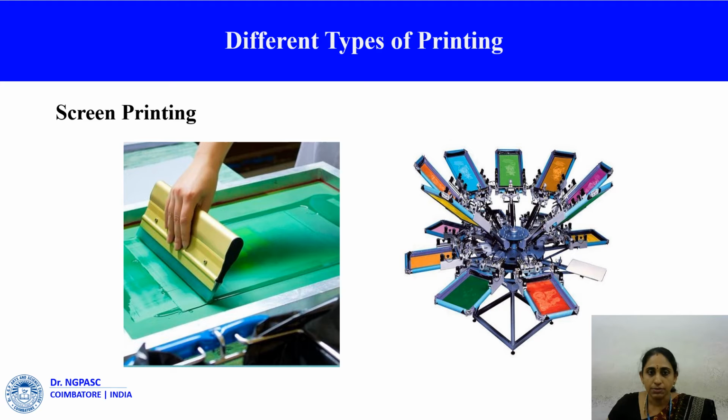These are the two types of screen printing. One is done manually and the second is a big machine with various screens with colorants.